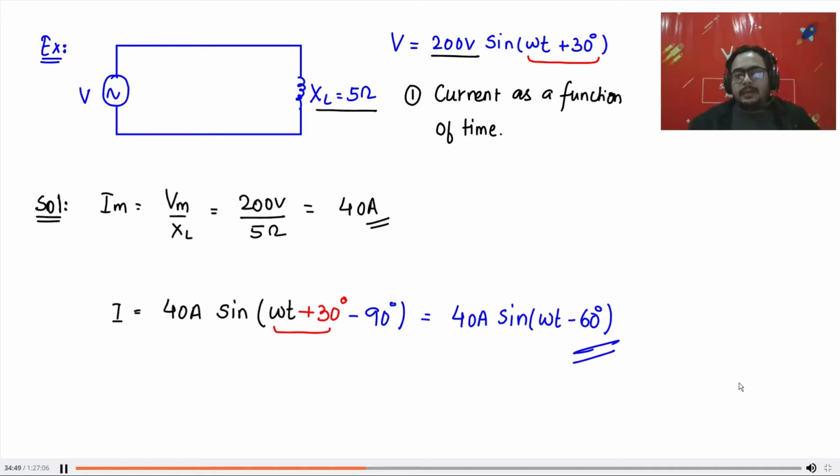Any doubts in this? Please ask. If you have any doubts, do not hesitate. Whatever is the phase of voltage, that will be there. But then you have to subtract by 90 degree. Right? Write the phase of voltage first. All good?